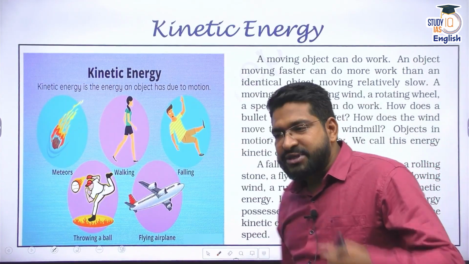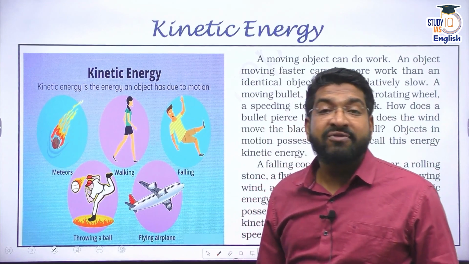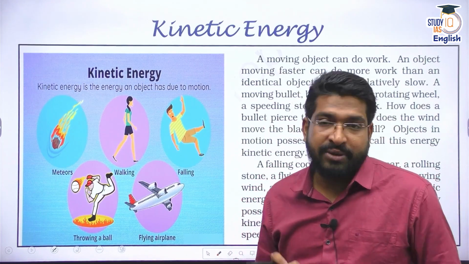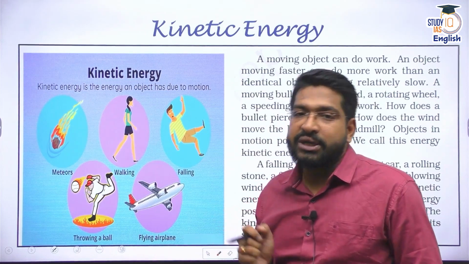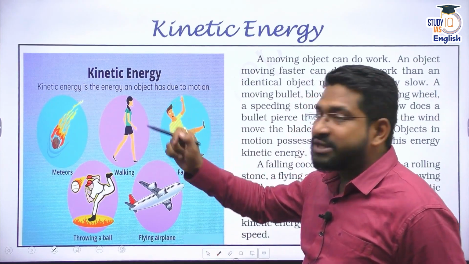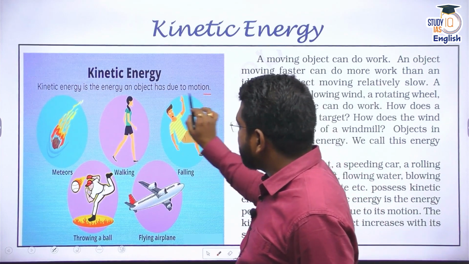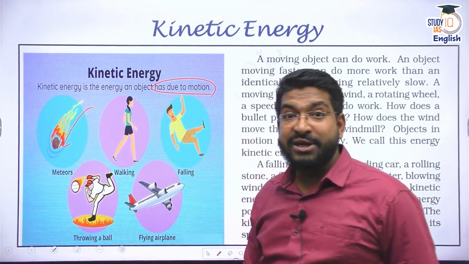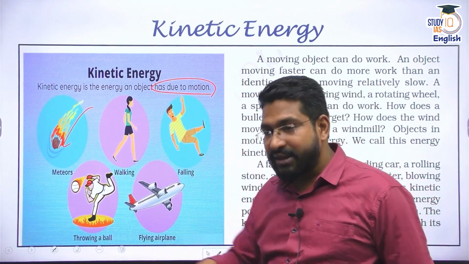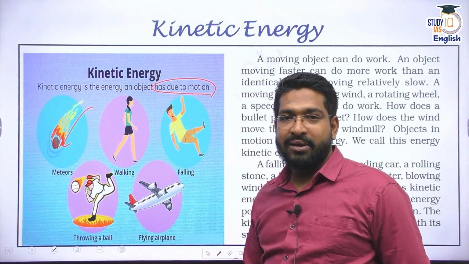Kinetic energy, by name itself, kinetic, means it is by virtue of its motion. If something is in motion, then it will have kinetic energy. All right. So kinetic energy is the energy of an object by virtue of its motion. A meteor or an asteroid moving has energy. If it comes and hits Earth, a crater would be created.